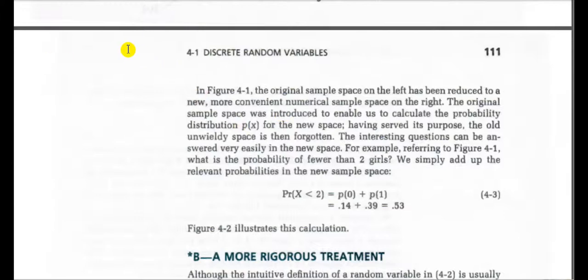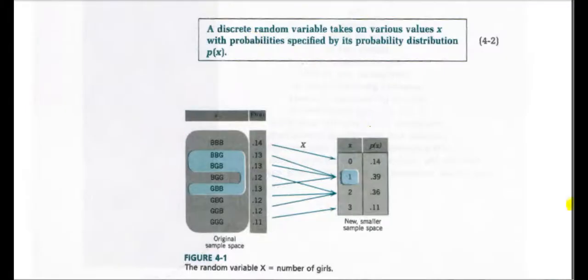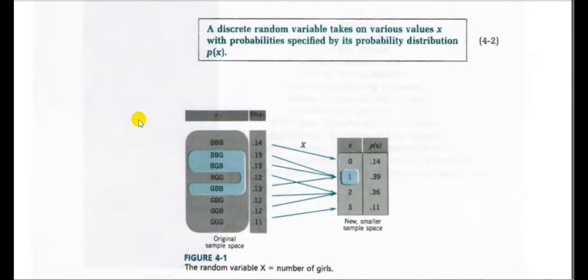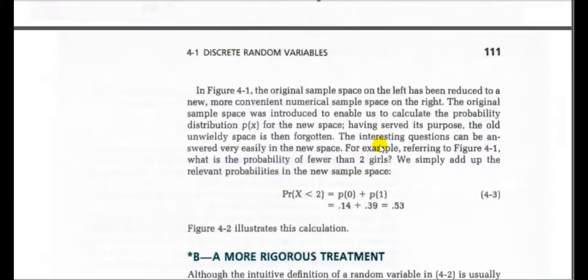He says in figure 4.1, the original sample space, which had 8 possibilities here, has been reduced to a new, more convenient numerical sample space on the right. So this was the sample space, but now we've reduced it to another sample space, which is actually a numeric sample space. This is not really a numeric sample space, and it's also smaller, as he says. Reduced.